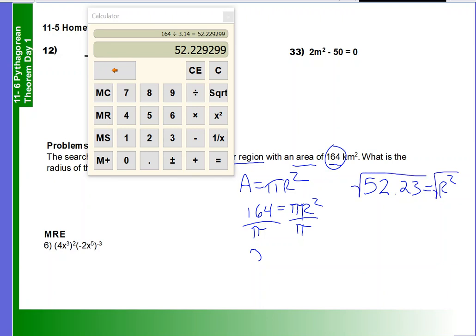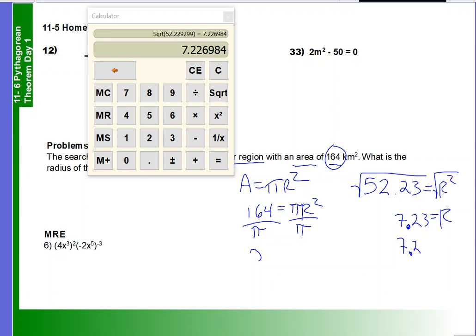And so I'm going to square root this, and I get the radius is equal to 7.23. All right, and I believe the instructions on your paper is to round to the nearest tenth, so actually it should be 7.2. It's always important to read the directions, I swear.